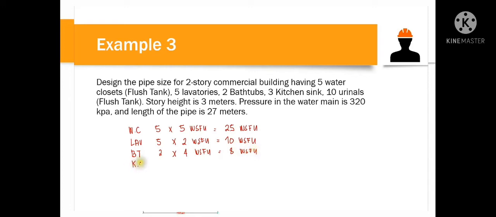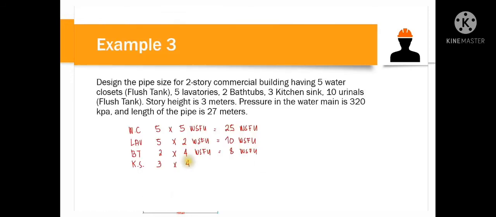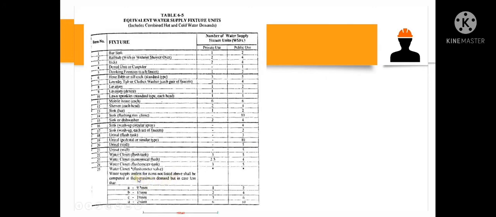Kitchen sink, we have 3 kitchen sinks, then we multiply it by its equivalent fixture unit, but still in the public use. So for sink, dishwasher, for public use, we have 4 water supply fixture units. So we multiply, we have 12 WSFU. Then we have urinals, let's say UR. So we have 10 urinals. Again, this is still a flush tank urinal. So we multiply it by its equivalent fixture unit. So we have here urinal flush tank at number 18.